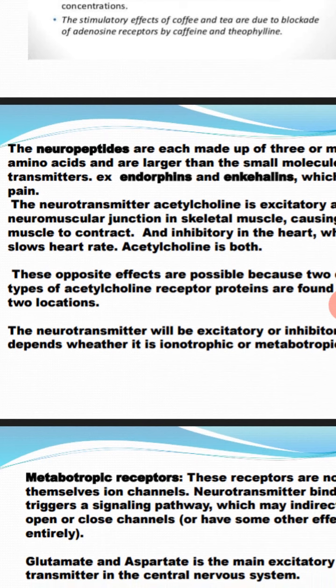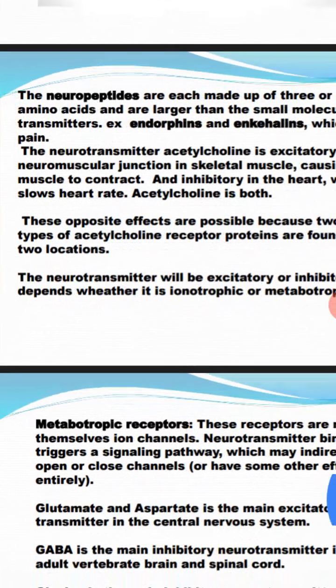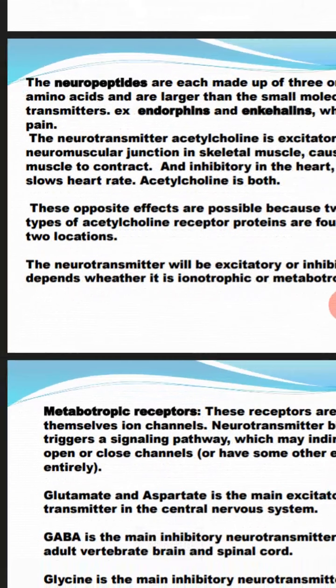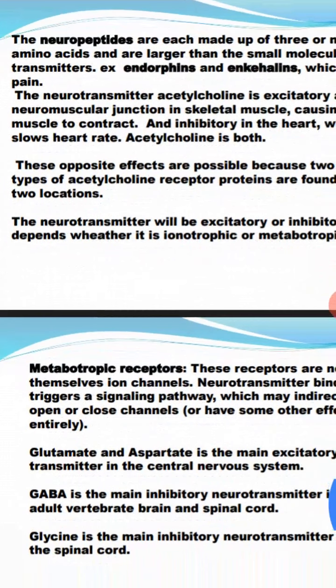Then there are some, because of the different types of proteins, found with acetylcholine. So nature. Now metabotropic receptors. You have heard the name metabotropic receptors. What are metabotropic receptors? They are related to the ion channels I told you about, and when the neurotransmitters bind, they trigger a signaling pathway which may directly open or close the channel. That means they give a signal, so the channel will either open or close. For example, glutamate and aspartate are excitatory transmitters.